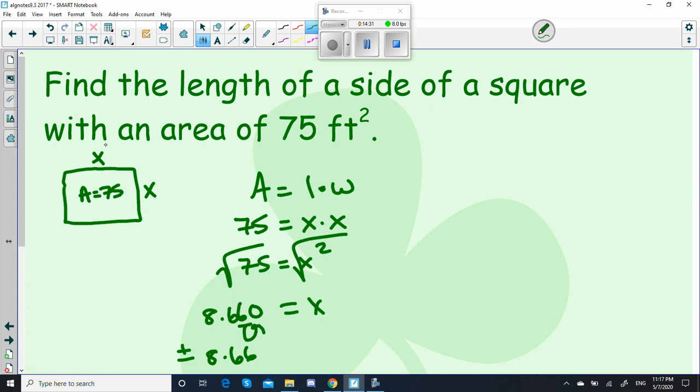However, can there be a negative value for a length? Well, we both know that doesn't make sense. There can only be a positive value. So we're going to get rid of the plus or minus and just keep it as the positive value only.